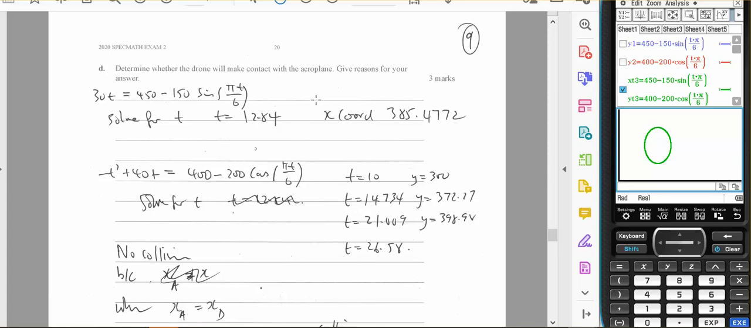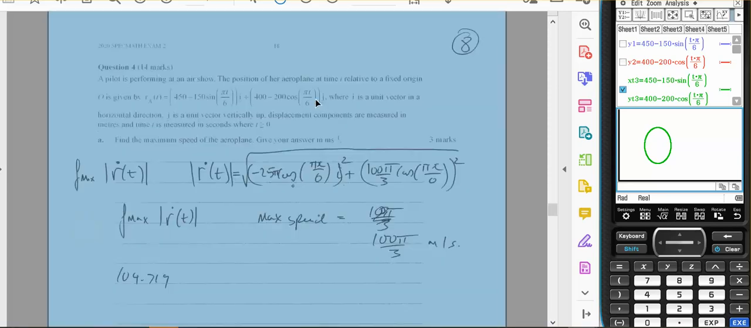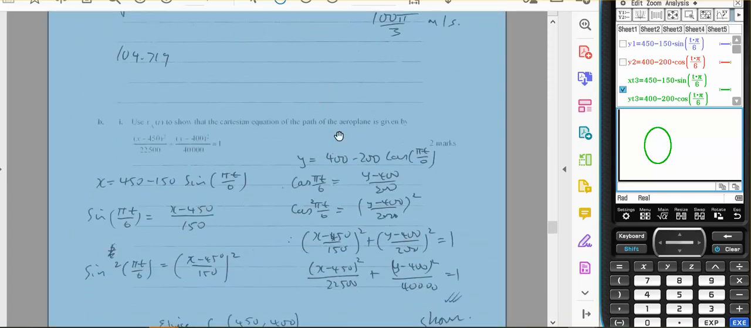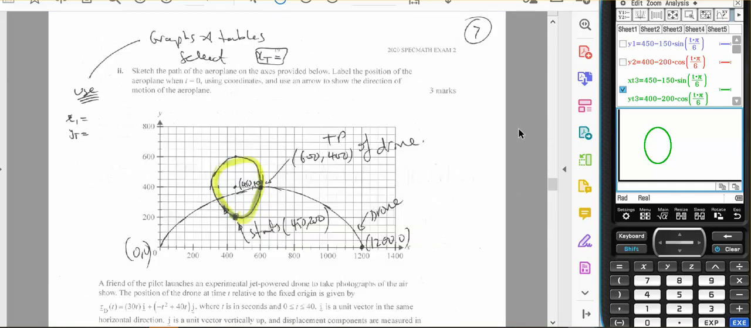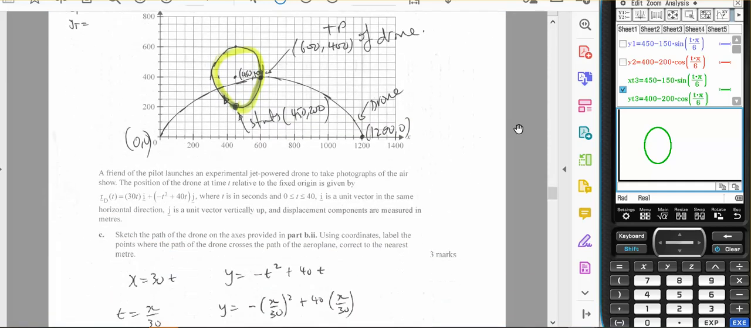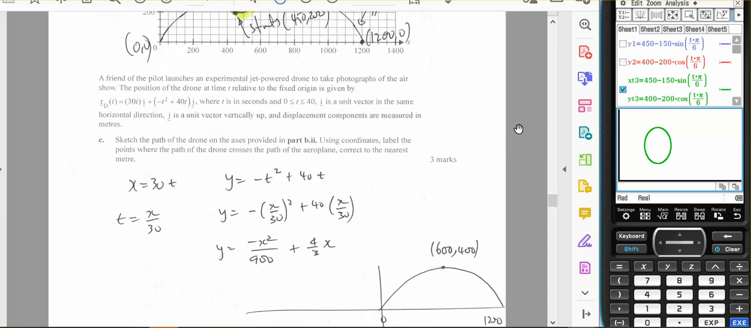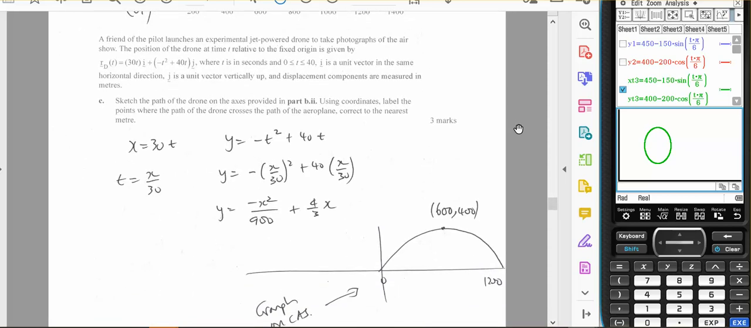Part D, determine whether the drone will make contact with the aeroplane. Where is the drone? These pages are out of order. That's C, and here is my drone. Okay, so my drone follows this particular rule.